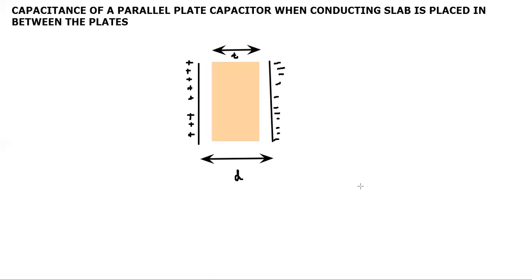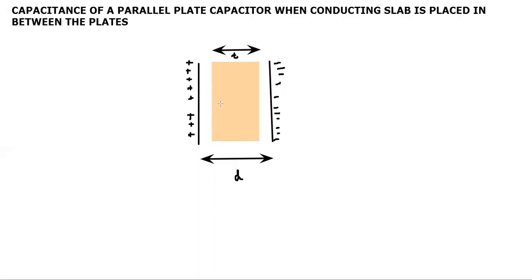Today, we are going to find the capacitance of a parallel plate capacitor when a conducting slab is placed in between the plates. Now, if you remember when we did the parallel plate capacitor, we derived the formula of capacitance, that was epsilon naught A by D. A was the area of the plate and D was the distance between the two plates. In the last case, there was nothing in between, there was no medium here, but now we have placed a conducting slab, right?